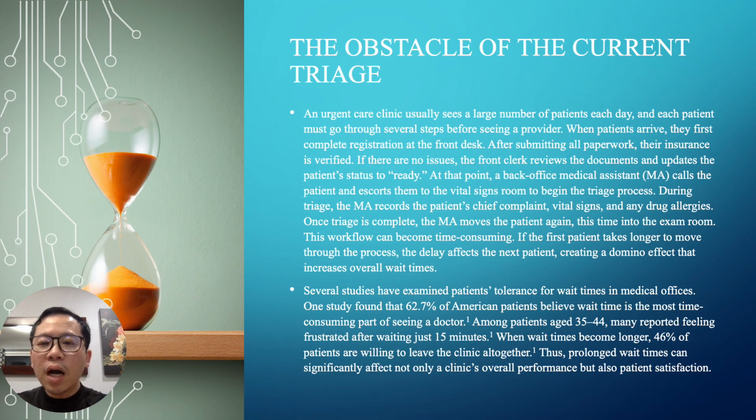At that point, the back office medical assistant calls the patient and escorts them to the vital sign room to begin the triage process. During the triage, the MA records the patient's chief complaint, vital signs, and any drug allergies. Once the triage is complete, the MA moves the patient again, this time into the exam room. This workflow can become time-consuming. If the first patient takes longer to move through the process, the delay affects the next patient, creating a domino effect that increases the overall wait time.